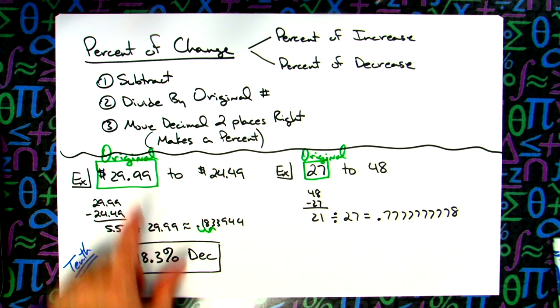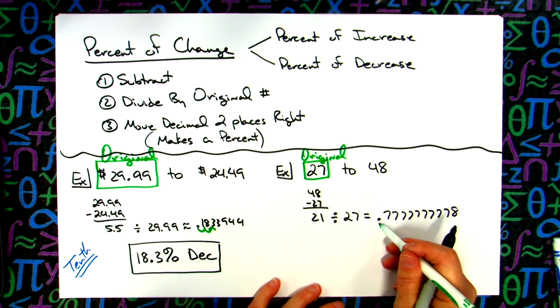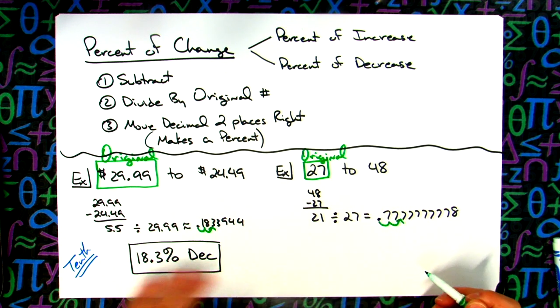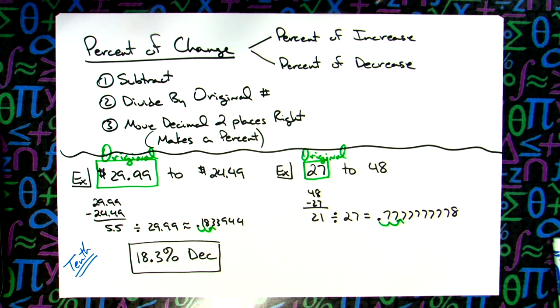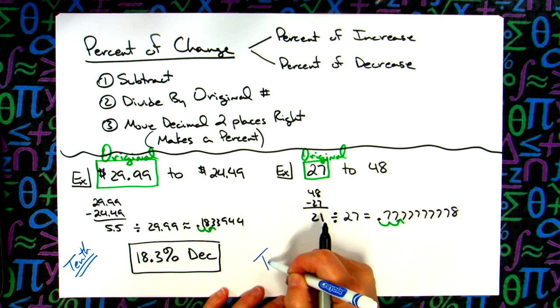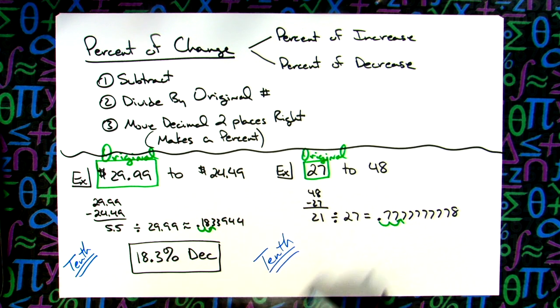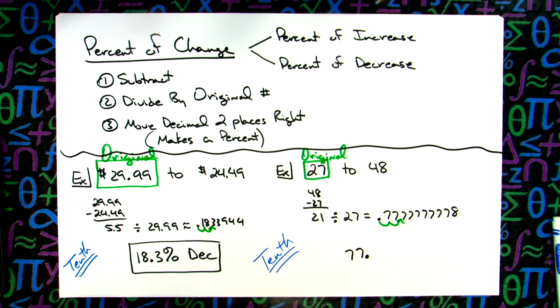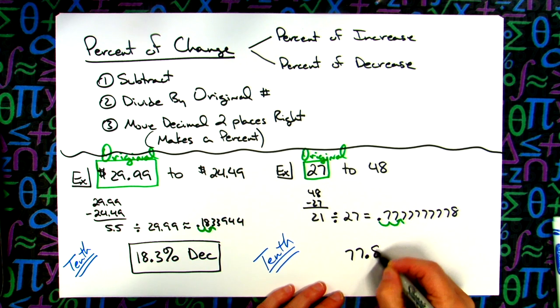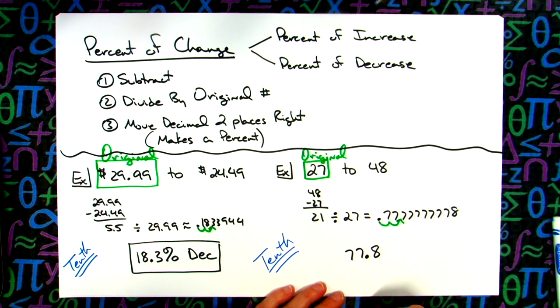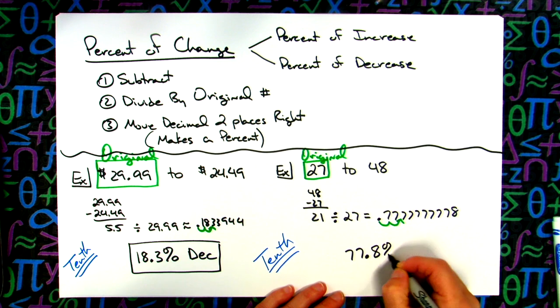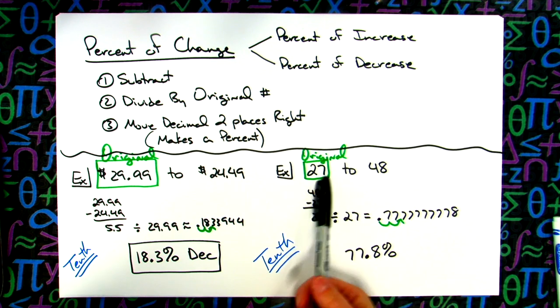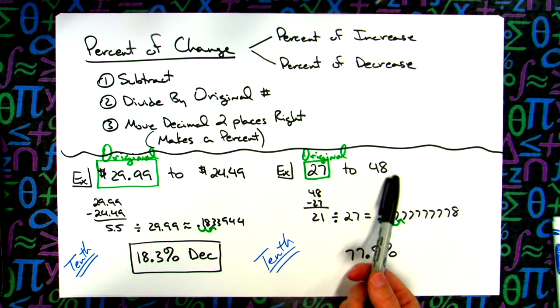Now, third step, move the decimal 2 places to the right: 1, 2. Let's say we're rounding to the nearest tenth again. The directions will tell you what to round to. So I'm going to write 77 point, rounding to the nearest tenth, 8, because that 7 is going to make the 8 go up. Then I have to remember to add what mathematical symbol? Percent sign. Now go back up and look: did we say increase or decrease? Increase.